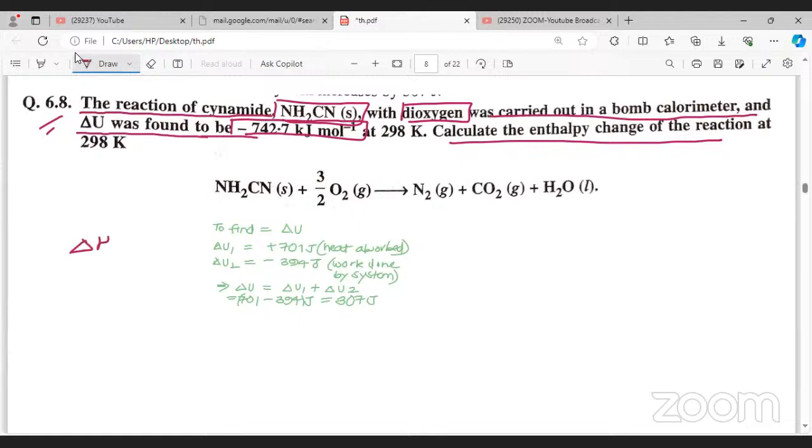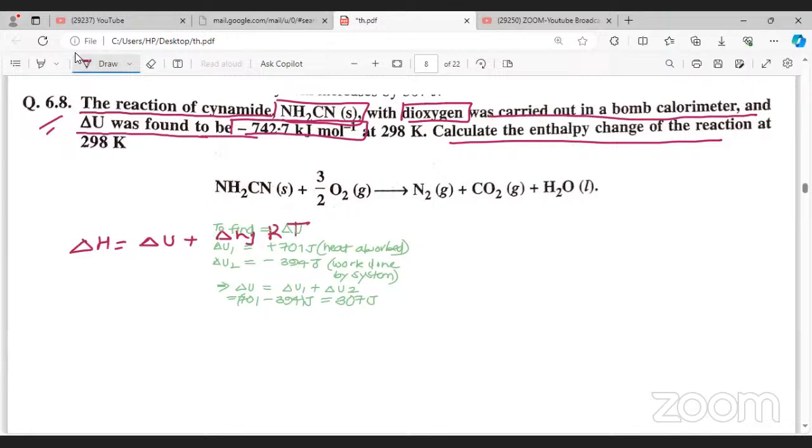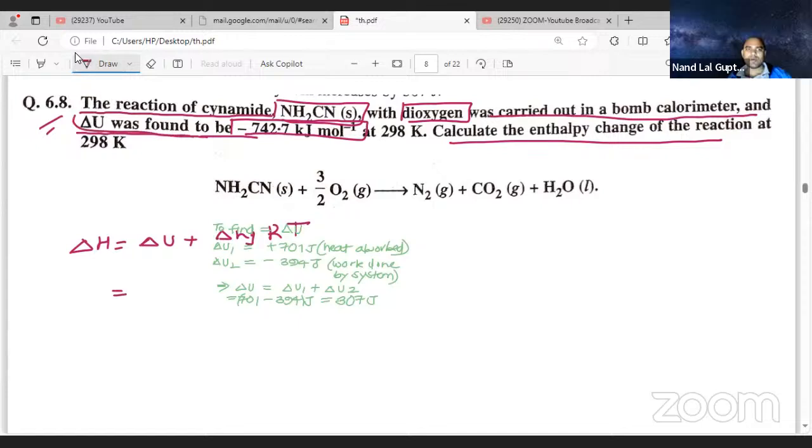This question is delta H is equal to delta U plus delta NgRT. Based on this question, this is NgRT. So already so many things they have given. What are the things they have given? Delta U was found to be this much. So delta U value you can write 742.7. This is given in the kilojoule unit, you keep in mind.